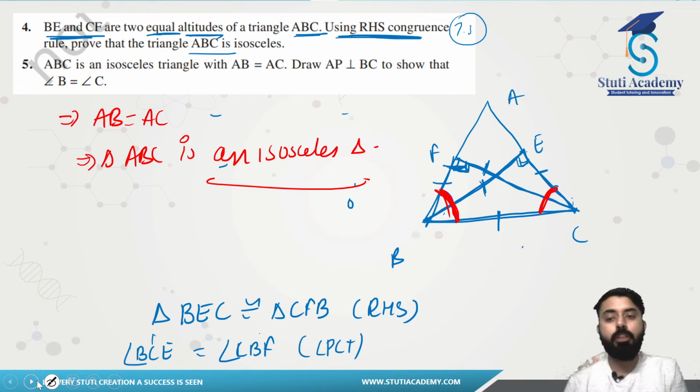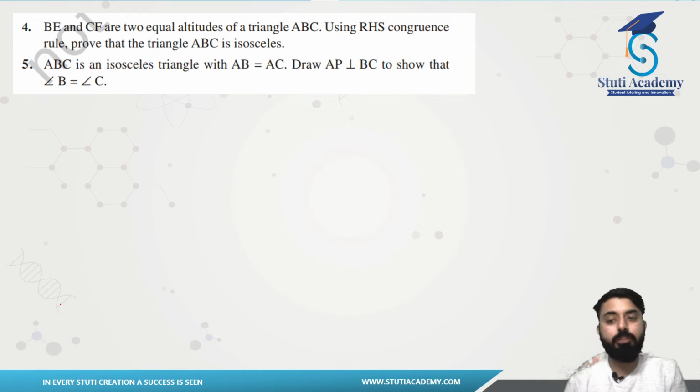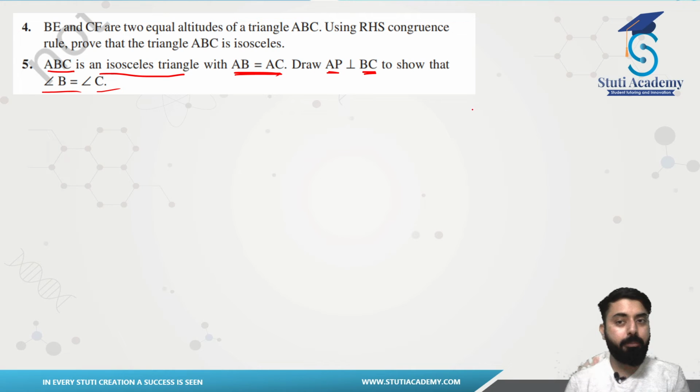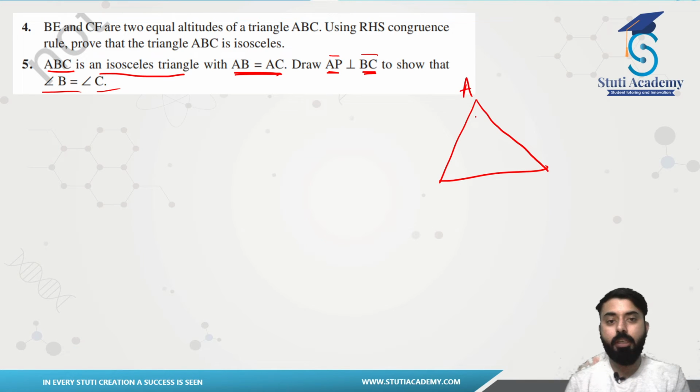So let's move forward and see what we have in our fifth question. So let me just erase this. So in the fifth question, what do we have? We have this one. ABC is an isosceles triangle in which AB is equal to AC. Draw AP perpendicular to BC and show that angle B is equal to angle C. Now you have been given that ABC is an isosceles triangle. We have to draw AP perpendicular to BC. Let me just draw this: A, B, C, and this is AP.